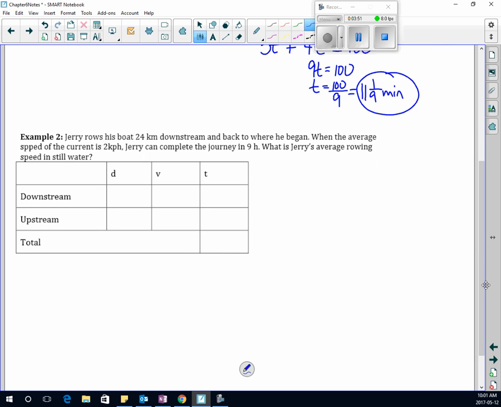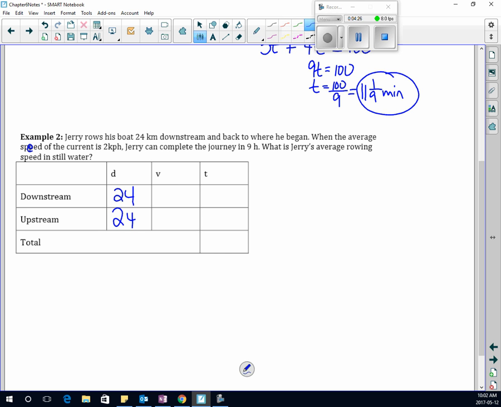That sounds about right. Anyways, so Jerry rows his boat 24 kilometers downstream and back to where he began. When the average speed of the current is 2 kilometers per hour, Jerry can complete the journey in 9 hours. What is Jerry's average rowing speed in still water? So downstream, Jerry is going 24 kilometers, and then coming back upstream, he's going the same distance, 24 kilometers.